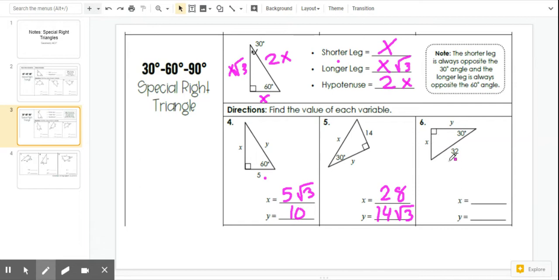All right, so for number 6, this time they're giving us the hypotenuse. Remember that the hypotenuse is 2 times the shorter leg. So if they give us the hypotenuse, the easiest thing to find is the shorter leg, because in order to find the shorter leg, you just need to divide the hypotenuse by 2. We know the shorter leg is X, so 32 equals 2X. If you divide by 2, X equals 16. And once you get the shorter leg, you can find the longer leg, because the longer leg is the shorter leg times the square root of 3, so 16 times the square root of 3.